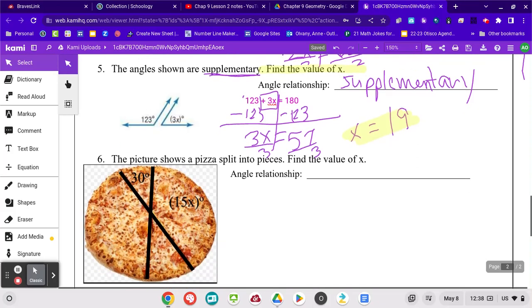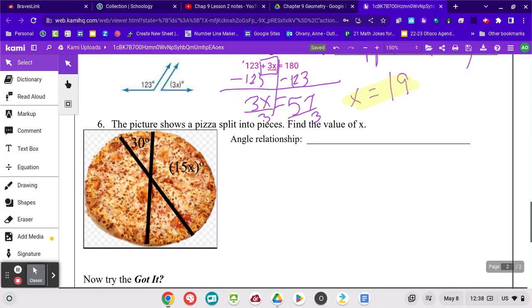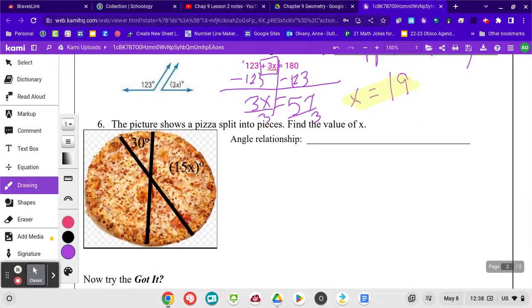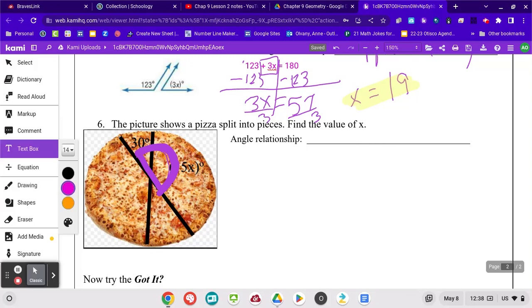Oh, yay, a pizza. I love pizza. The picture shows a pizza split into pieces. Find the value of x. Take a look here. You can't see that very well. Let me make this a little thicker. I like to draw this space right here. And look, there it is. There's my protractor. That gives me 180 degrees. That means these are supplementary.